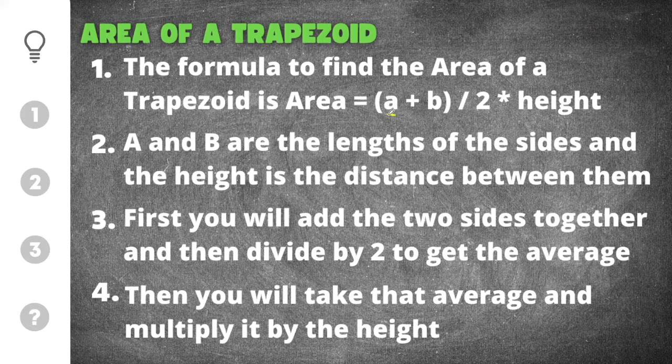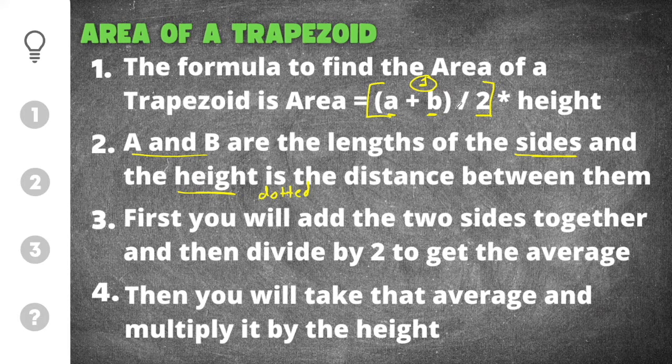In this formula, A and B are the lengths of the sides, and the height is the distance between them. Usually height is shown by a dotted or a dashed line. The formula might look confusing, but you can think about it in 2 parts. The first part is that you will add the 2 side lengths together and then divide by 2. This will give you the average length of the 2 sides.